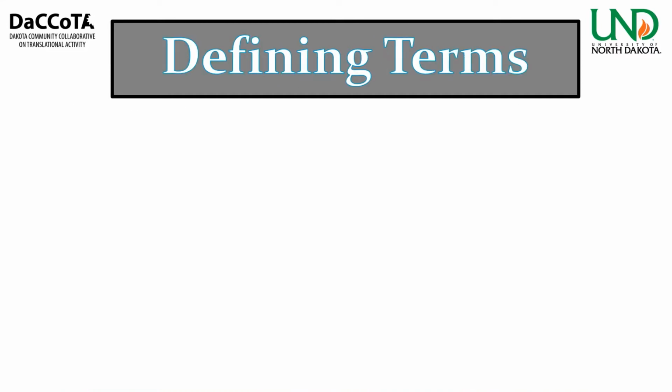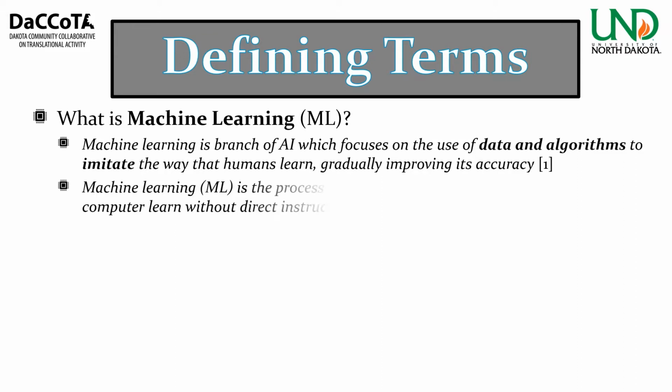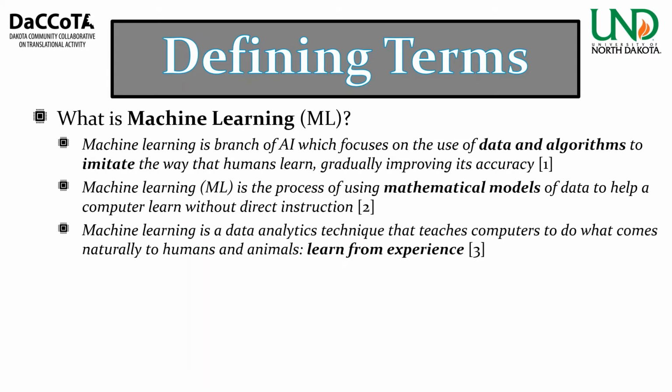So what is machine learning? Well, here are some different definitions. Machine learning is a branch of AI which focuses on the use of data and algorithms to imitate the way that humans learn, gradually improving its accuracy. Machine learning is a process of using mathematical models of data to help a computer learn without direct instruction, and machine learning is a data analysis technique that teaches computers to do what comes naturally to humans and animals: learn from experience. In summary, it's a collection of mathematical models or algorithms, however you want to say it, that runs in such a way to mimic natural learning.